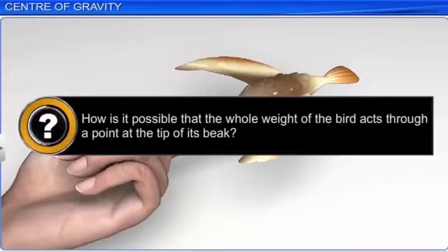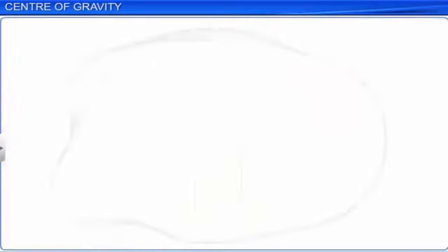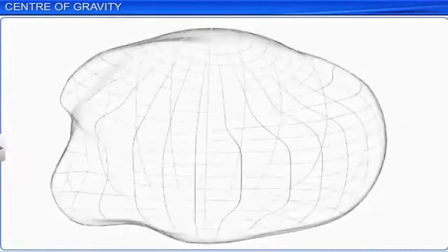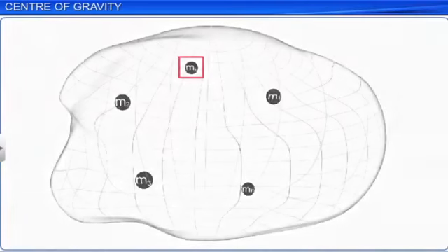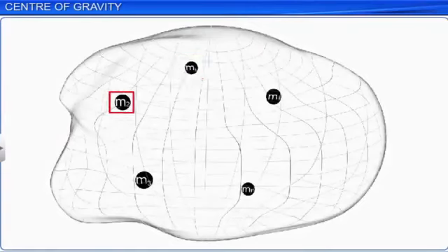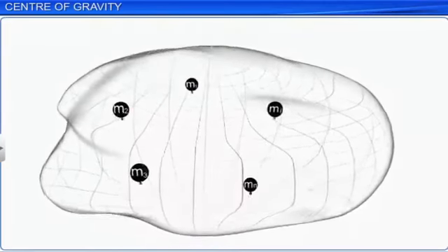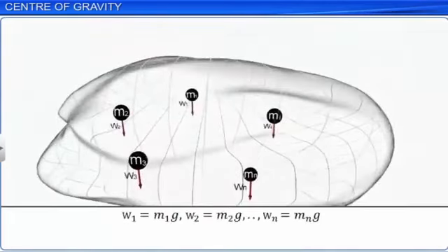Let us try to understand this by taking a rigid body. A rigid body can be divided into smaller mass elements of masses m1, m2, and so on, mi, and so on, mn. The weight of the rigid body must be equal to the sum of the weights of these small mass elements. If the weight of the ith particle is Wi, then W is equal to sigma Wi.